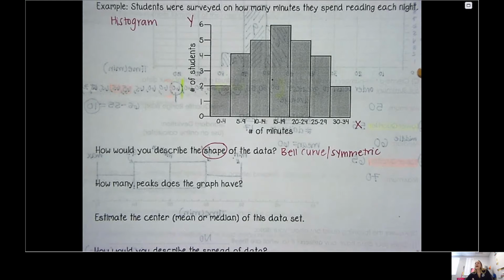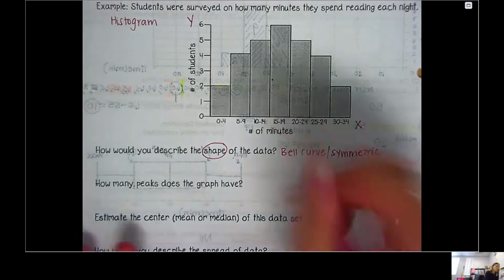Second one. How many peaks does the data have? Hudson, what do you think? One. It's got one peak. What is that called if it's got one peak? Unimodal. This is unimodal.